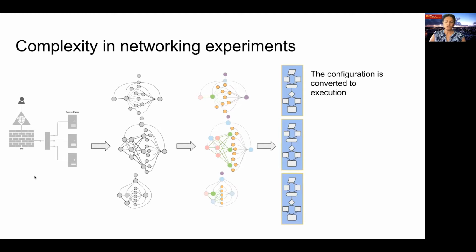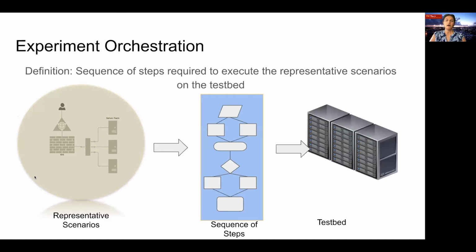Finally, the goal is also to get statistically sound results and ensure repeatability and reproducibility of these results. Hence, it's important to create an executable configuration so that the experiments can be repeated several times, not only by the researchers, but also by other researchers and students. Our goal with Magi was to enable such complex experiment orchestration. That is the ability to execute a sequence of steps that capture the idiosyncrasies of a representative scenario in a repeatable manner on the testbed.